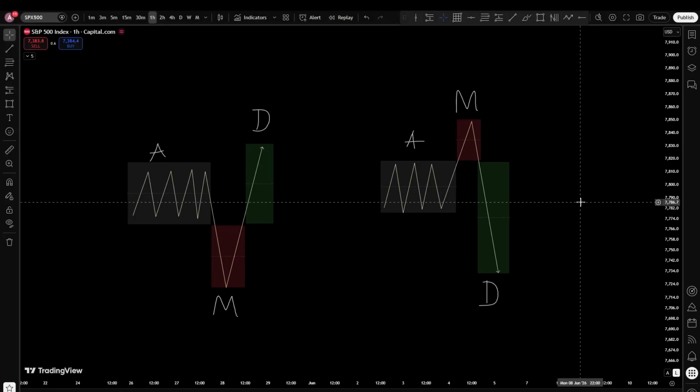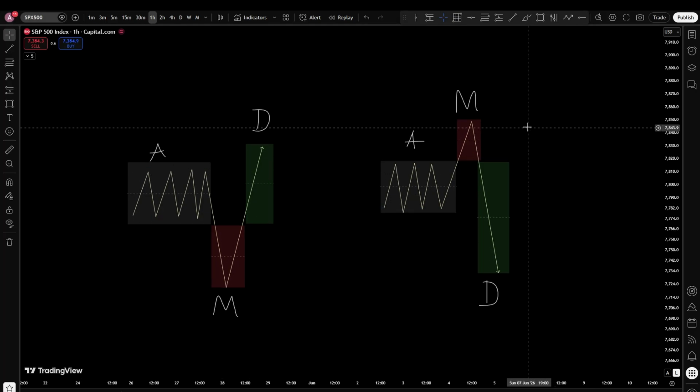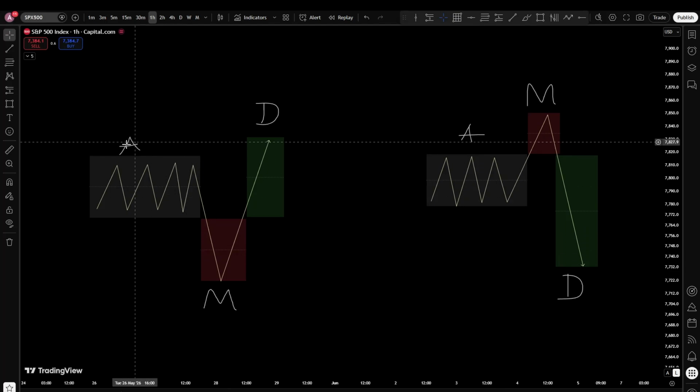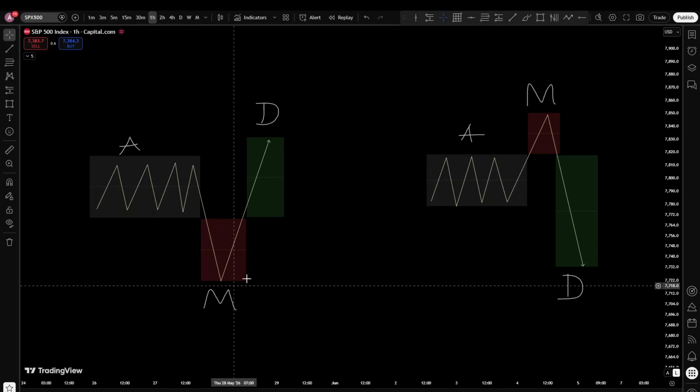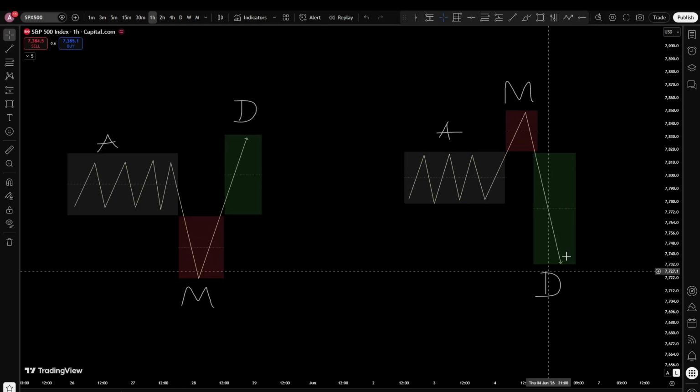In today's lesson we are going to talk about the AMD model. Probably most of you already know what this is, but we still have to go through it. On the left side we have a bullish AMD model, on the right side we have a bearish AMD model. A stands for accumulation, M stands for manipulation, and D stands for distribution. Again, accumulation, manipulation, distribution.